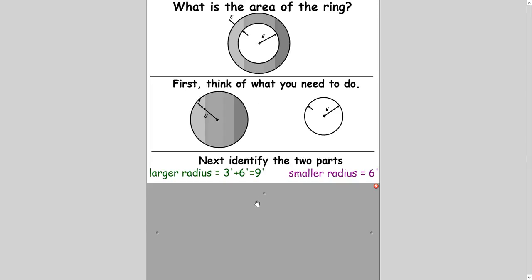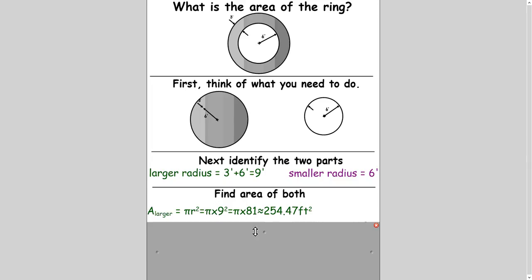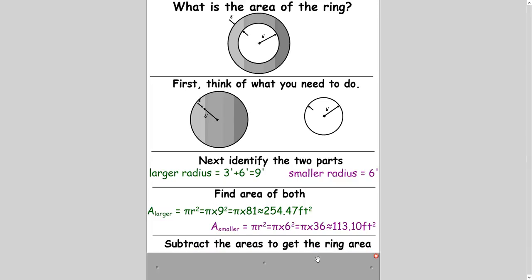And if we could find the two circles and subtract their areas, we could find the area of the ring. So we'll use our formulas, pi r squared, plug in 9 squared for the big one and 6 squared for the small one, get our two areas, and then we're going to subtract them. And I suggest you don't really round too much until the very end, but subtract the two areas, and you end up with 141.37 feet squared.